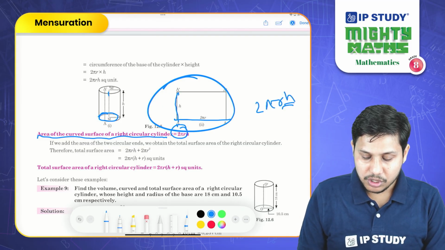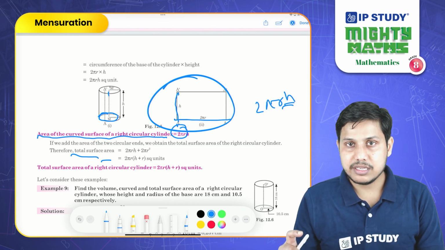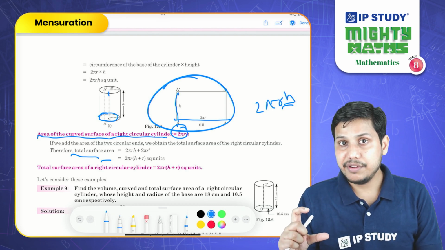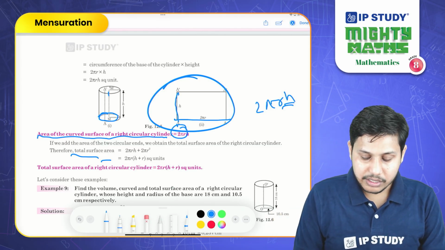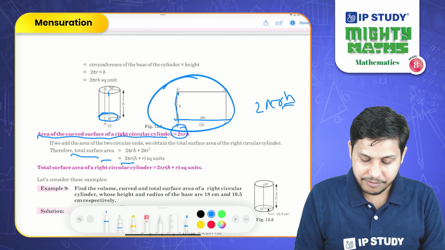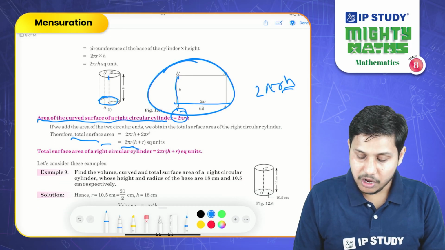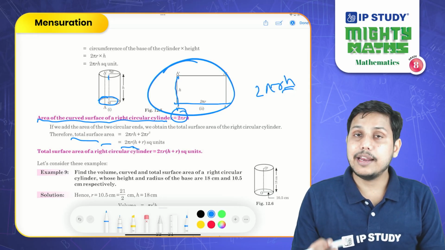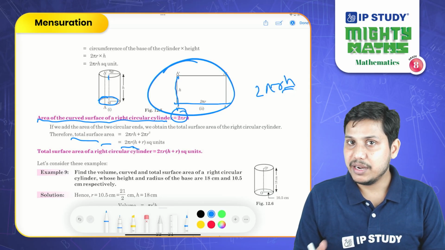So the total surface area will be given by the sum of the curved area and the area of the two circular faces, which will be 2 pi r square. If we take the common part, 2 pi r is common, and we are left with h plus r. So total surface area of cylinder can be given as 2 pi r times (h plus r).